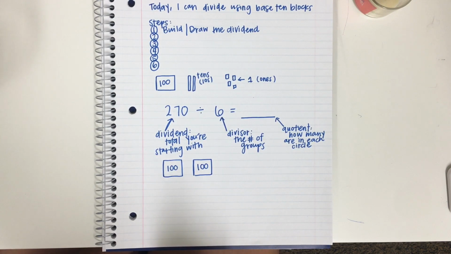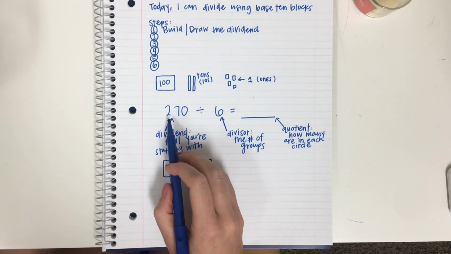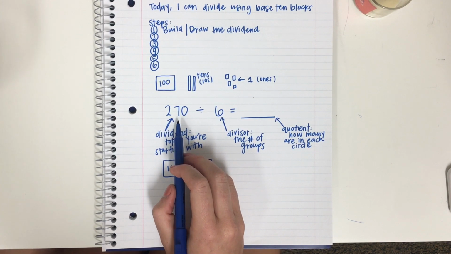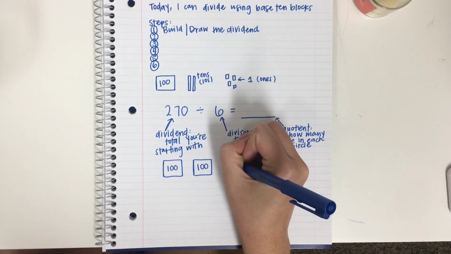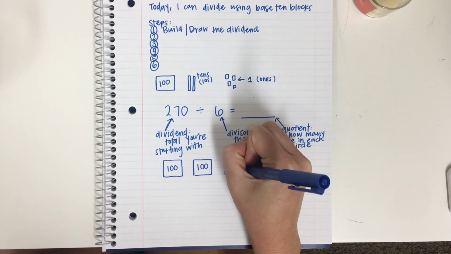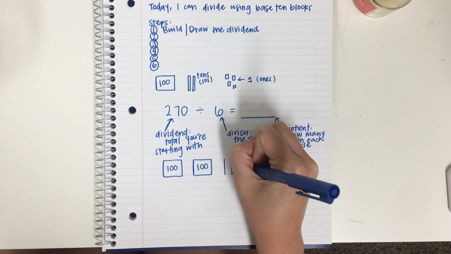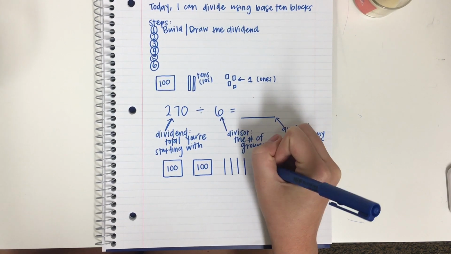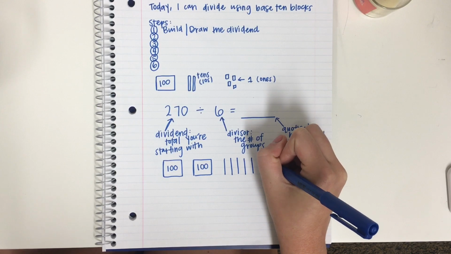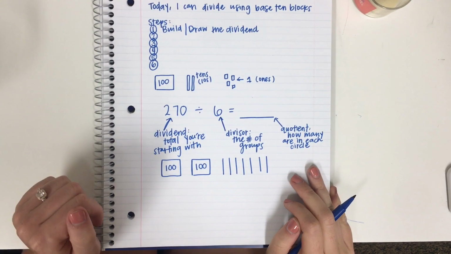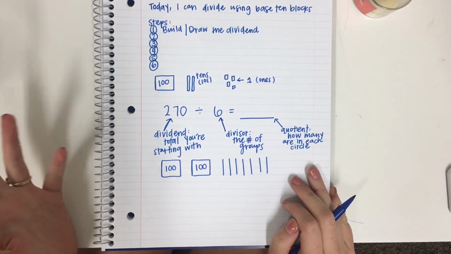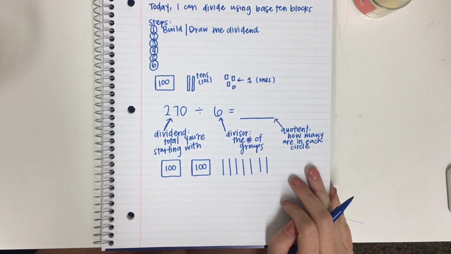Now, how many 10s do I have? I have my hundreds and I have my 10s. How many do I have? 70. Good. So I'm going to draw my 70. 1, 2, 3, 4, 5, 6, 7. I've drawn my dividend. I can't build because I don't have my blocks, but if I had my blocks, I would build it.